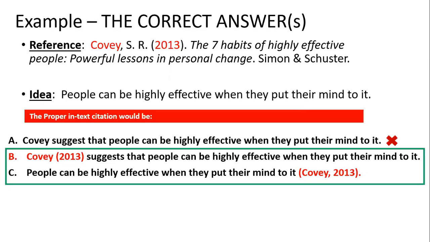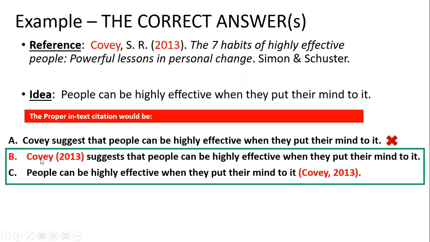It's pretty obvious. For letter A, this just has the sentence. Even though the author's name is listed here at the beginning, I don't see a year. Therefore, this is incorrect because remember, what are the two things you must always have for a citation? You must always have the author's last name and the year at minimum. If you don't have both of these, you don't have a citation in APA format. So letter A is wrong.